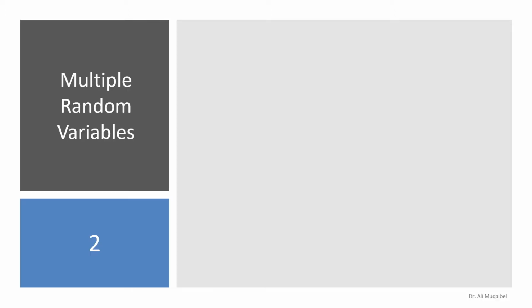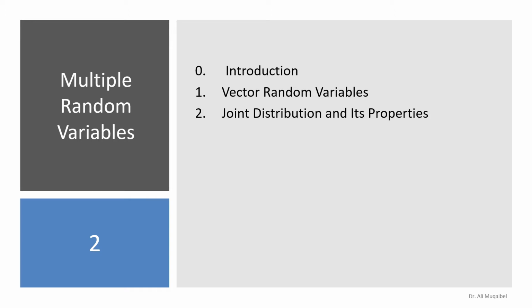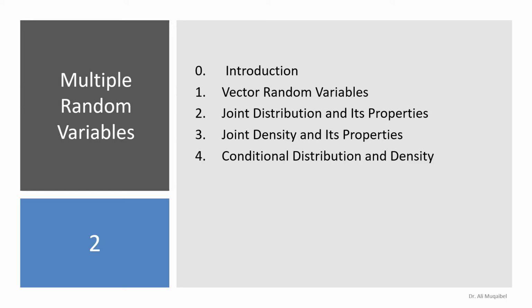So let's start. We'll look at the following topics. We'll look at the introduction. Then we'll look at vector of random variables. We will consider the joint distribution and its properties. The distribution we mean the CDF. And then we'll look at the density function, the PDF, with its properties.